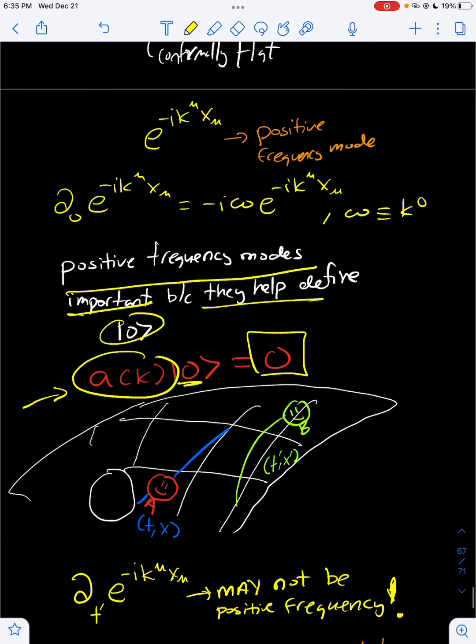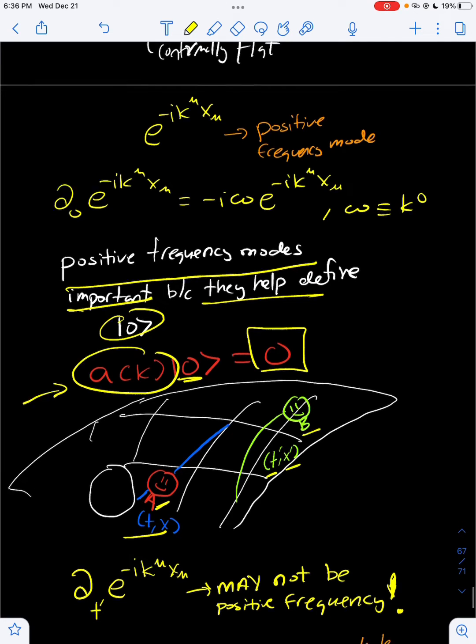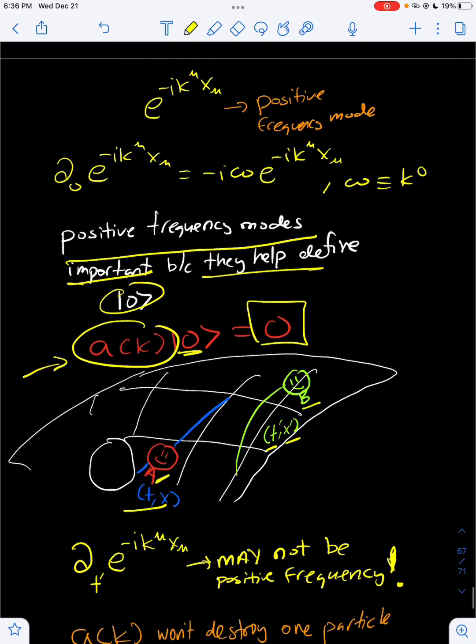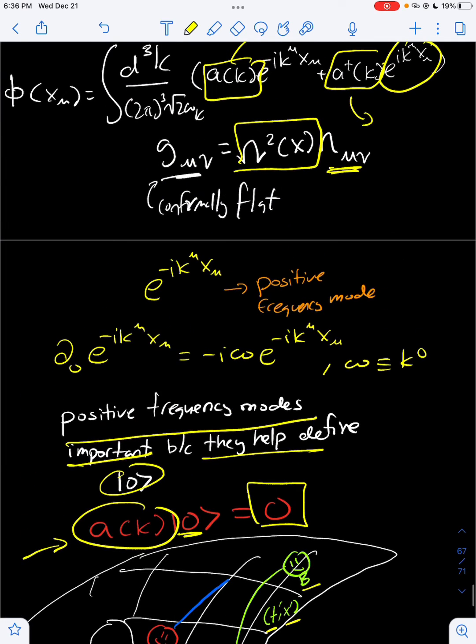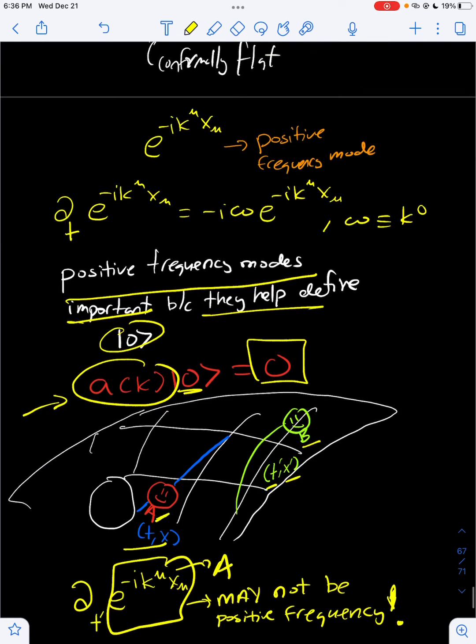So say we have this red guy over here. Let's call him A. And A uses the coordinates t, x. Now B will use the coordinates t prime, x prime. Now, B will actually compare A's modes. So this is the mode for A. Now, A said that this was a positive frequency mode, and A was using partial t, where t was the t in A's coordinates. However, B is going to use his coordinate time t prime.